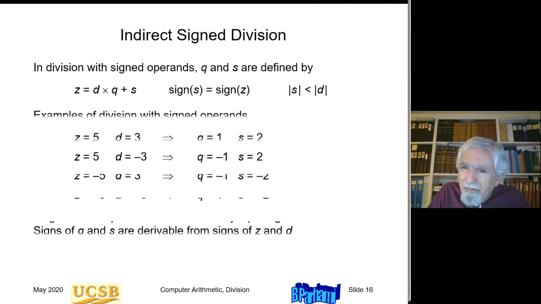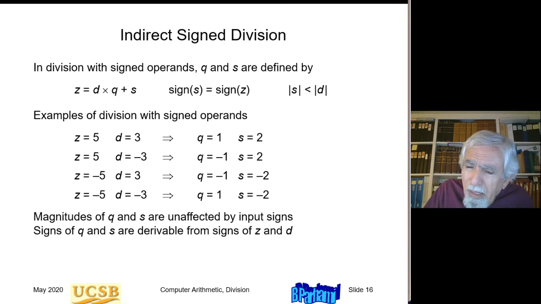Okay, what about signed division? We can do signed division indirectly in the sense of removing the signs, basically turning everything into unsigned, doing the division, and then attaching the appropriate signs to the result. We can do this because of the way division is defined. Okay, so when I divide 5 by 3, the quotient is 1 and the remainder is 2. Okay, the remainder is positive.